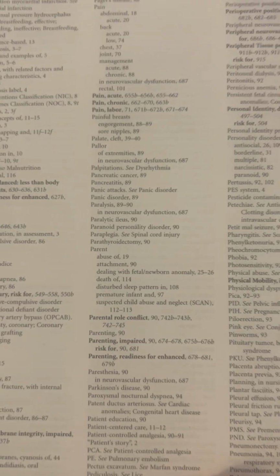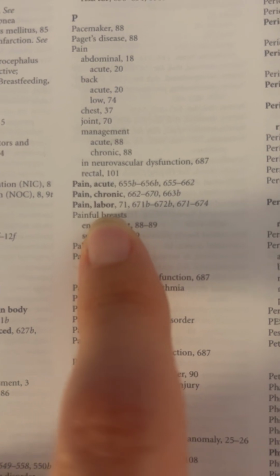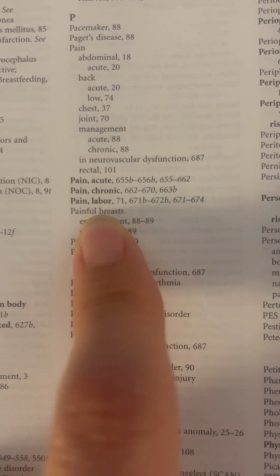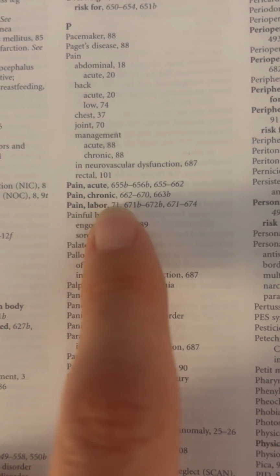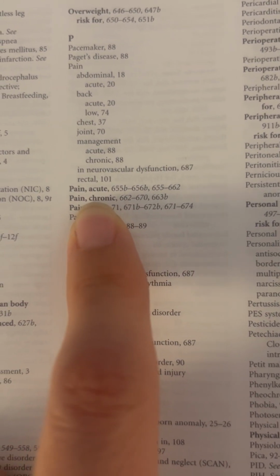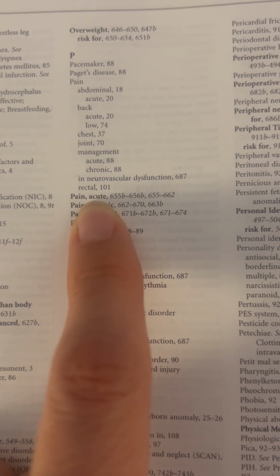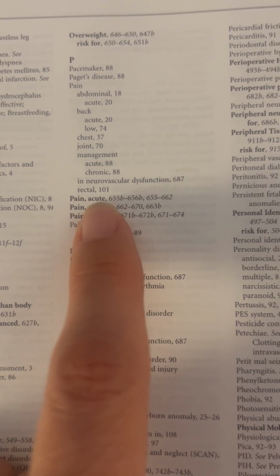Now, one that almost all of you are going to use at some point, if not every quarter, is going to be related to pain. Now, there's 3 different types of pain in here. There's acute pain, chronic pain, and labor pain. Unless your patient is about to have a baby, we're going to look at these other 2.